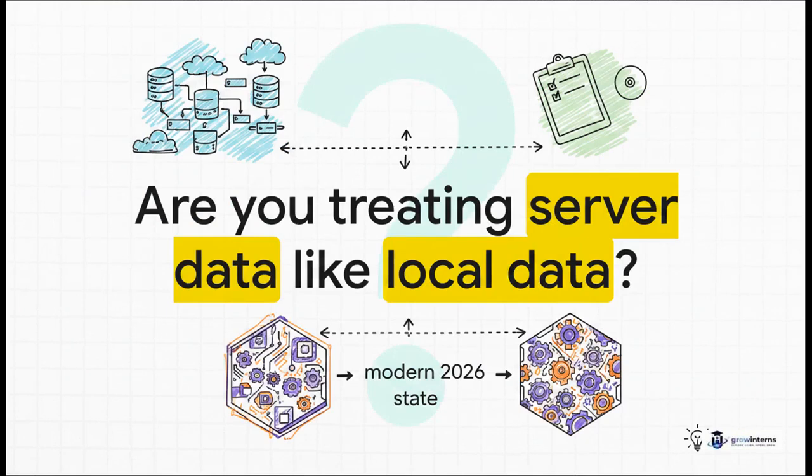Which leaves us with a pretty provocative question to consider as we wrap up day 12. Take a hard look at your current projects. Are you treating your complex server data like it's just simple local data? Because if you are, it is definitely time to upgrade your state. Applying these modern 2026 patterns will completely transform how your React apps handle the outside world.